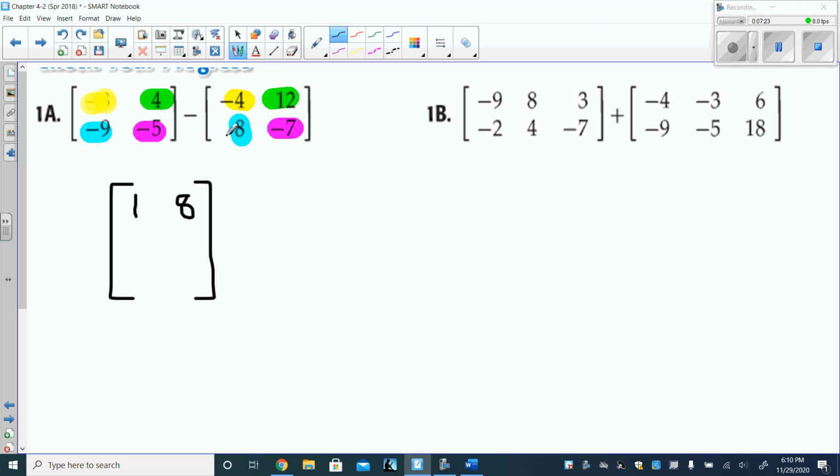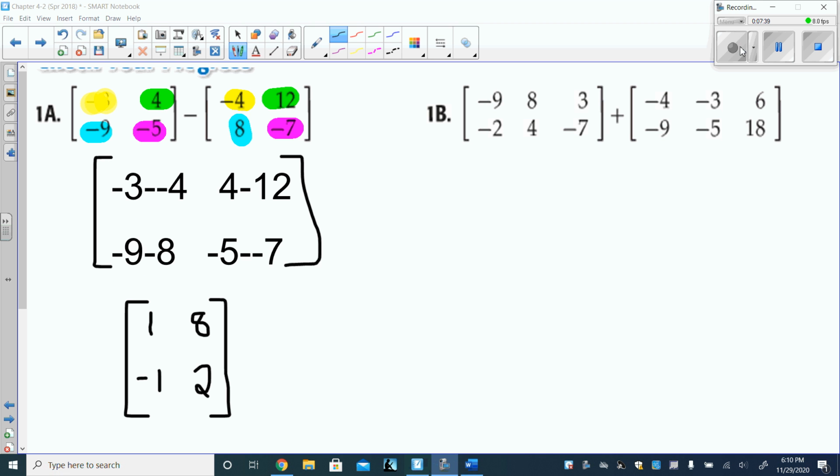Our next one would be negative 9 minus 8, which would be negative 1. And the last one would be negative 5 minus negative 7. Well, the negative and negative would give us a positive. So negative 5 plus 7, which is 2. Now, I probably should have gone on and written this out. I went on and just typed it out kind of after the fact of what we were doing.